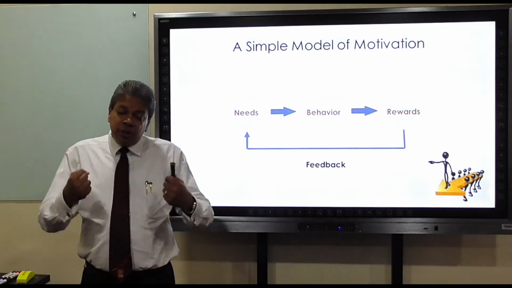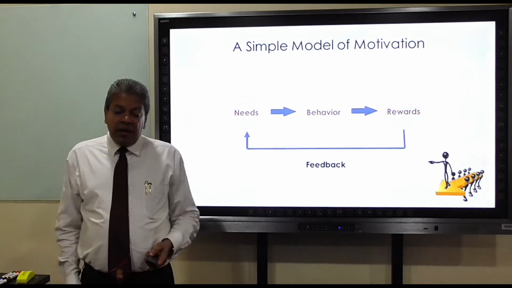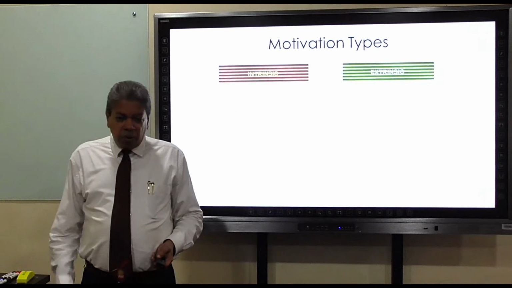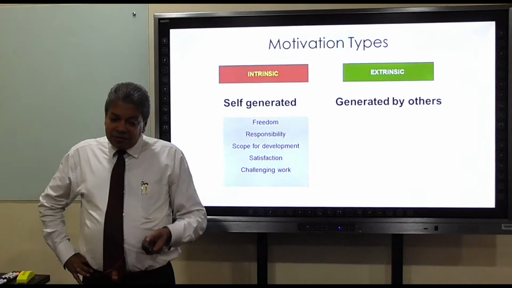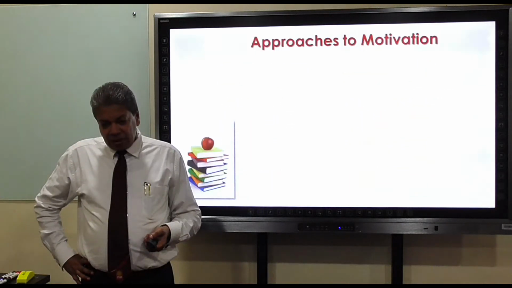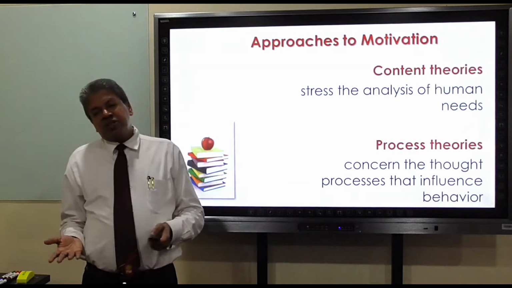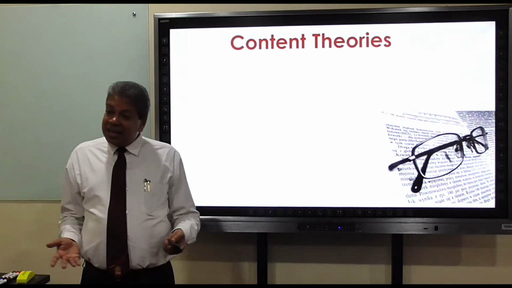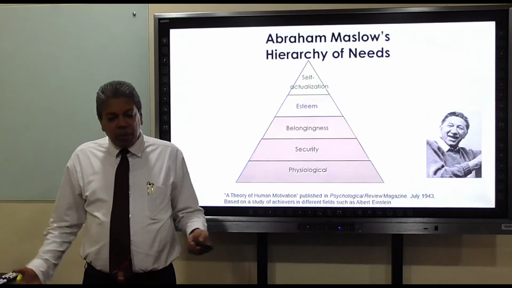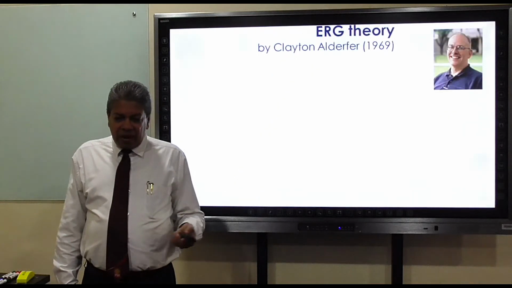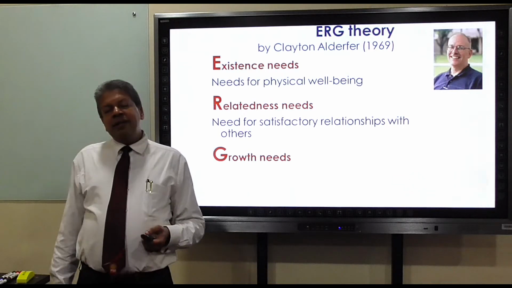Say you are hungry, you go and buy something to eat, and then your hunger is gone, you are satisfied, and the need is no more. Motivation types: intrinsic and extrinsic, self-generated and generated by others. Examples we discussed, and approaches, content and process. Content talks about the what aspect, process talks about the how aspect. I will not go into details because we had a detailed discussion, and then we had Maslow's hierarchy, the popular one, and then we had ERG theory by Alderfer: existence needs, relatedness needs and growth needs.